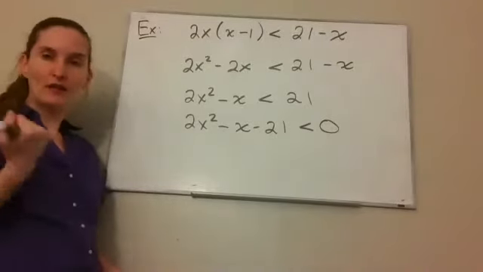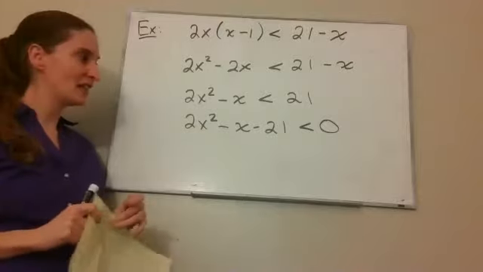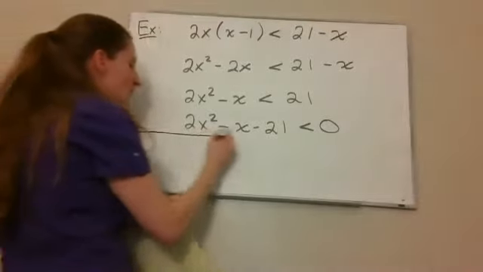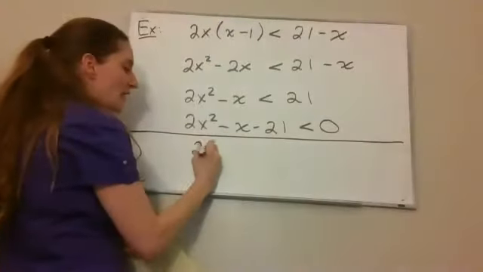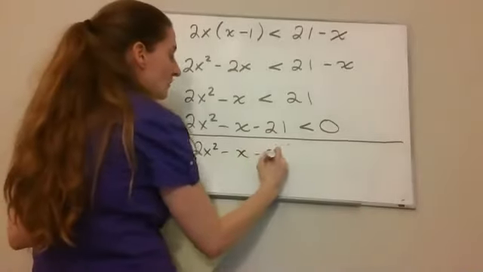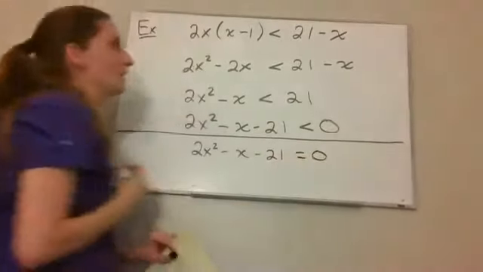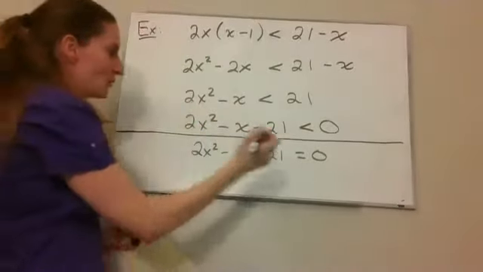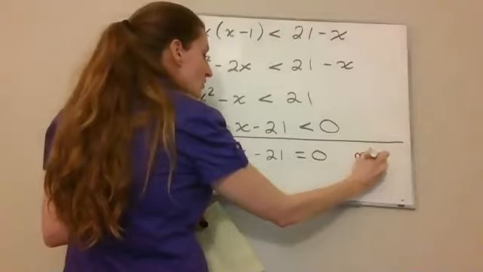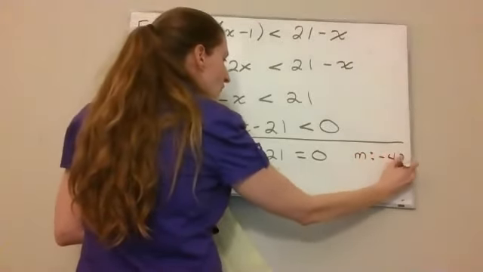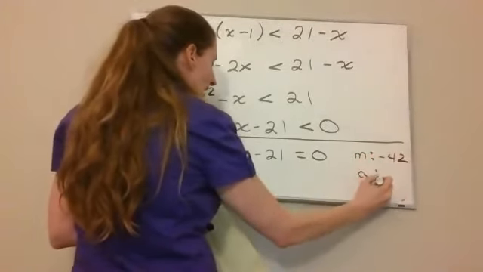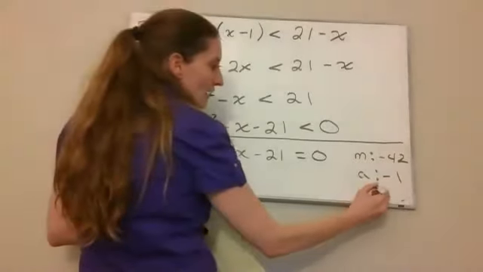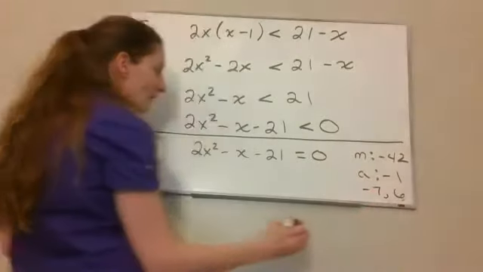To solve this, the first thing we have to do is pretend that this is an equal sign instead of a less than sign. So the first thing you do is solve the related polynomial equation. And to solve this, we're going to factor. So I'm looking for two numbers that multiply to 2 times negative 21, that's negative 42, and that add up to my b, which is negative 1. The numbers that do that are negative 7 and positive 6.